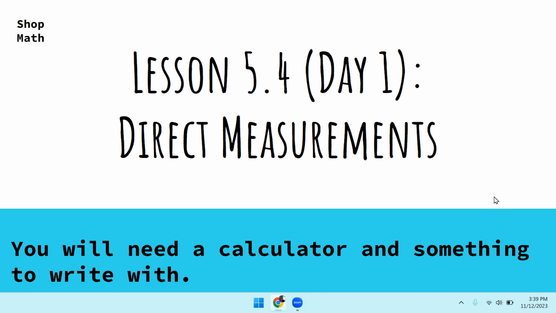All right, you guys. So today we've got our lesson 5.4, day 1. We are talking about direct measurements. You'll want to follow along in your notes packet with this lesson.